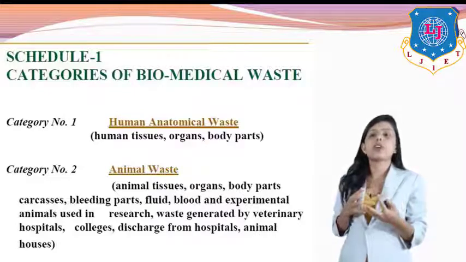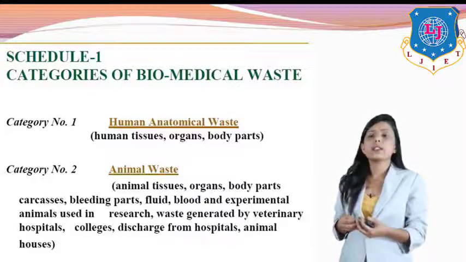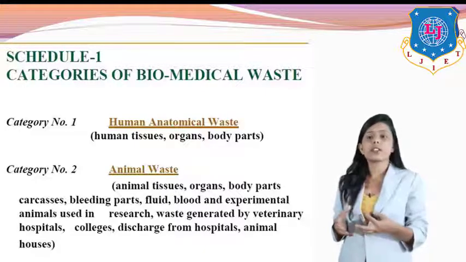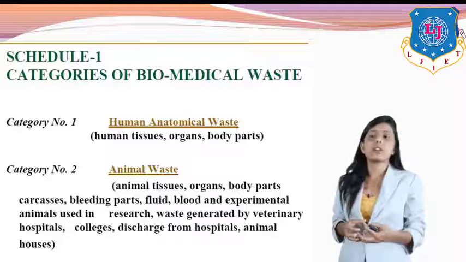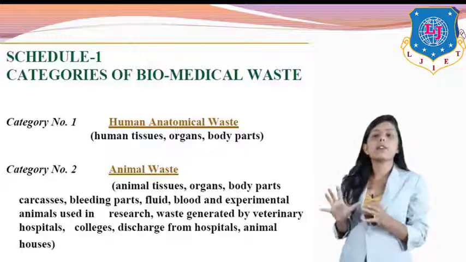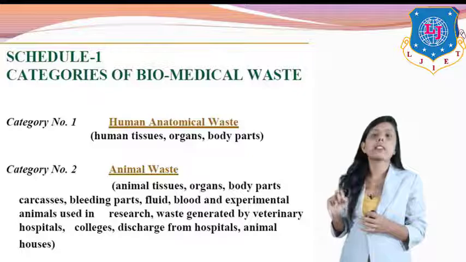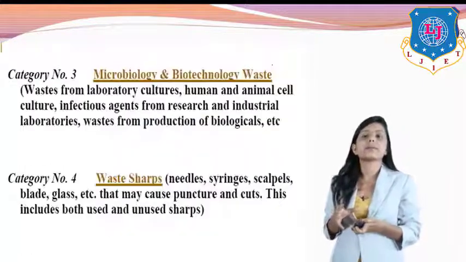The second type of biomedical waste is animal waste. Again, animal tissues, organs, body parts, bleeding parts, fluid, experimental animals used in research, waste generated by veterinary hospitals, colleges, and discharge from hospitals and animal houses. All these types of animal waste are known as category 2 waste in biomedical waste management.